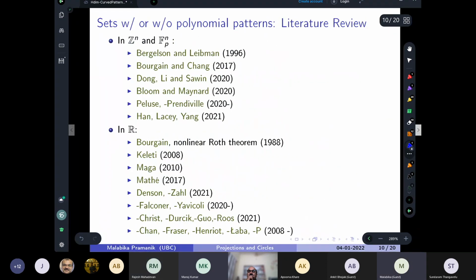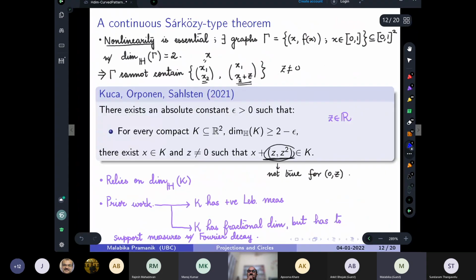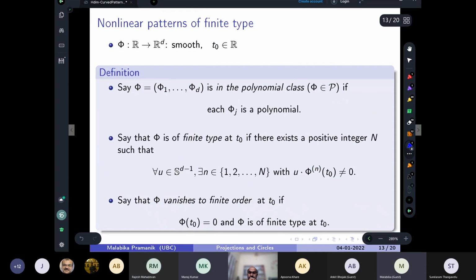Okay, and therefore, the fact that there can be graphs of full dimension means that you cannot have x plus 0 comma z, but Kuca, Orponen and Sahlsten's claim was you can have x plus z squared. Yeah, thank you. Okay, great.